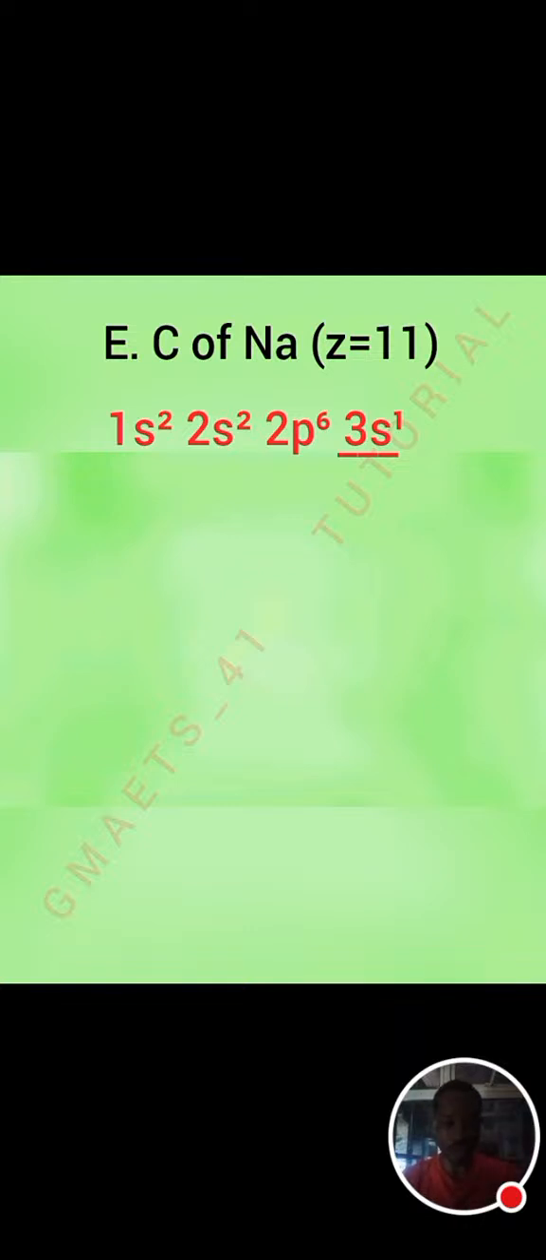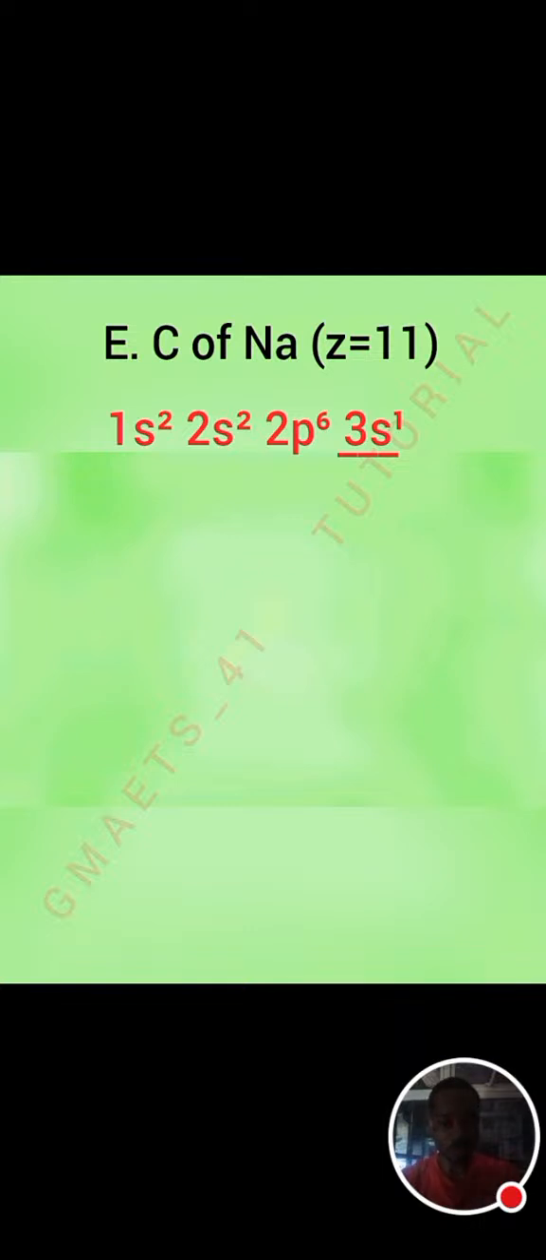Are you following? Now calm down. Let us look at something here. The numbers attached to those s and p subshells, which number is the highest? Quickly, if you look at the one I underlined, you will see that it is 3. The numbers attached to the subshells, 1, 2, 2, and 3, are called principal quantum numbers. So the highest principal quantum number there is 3.